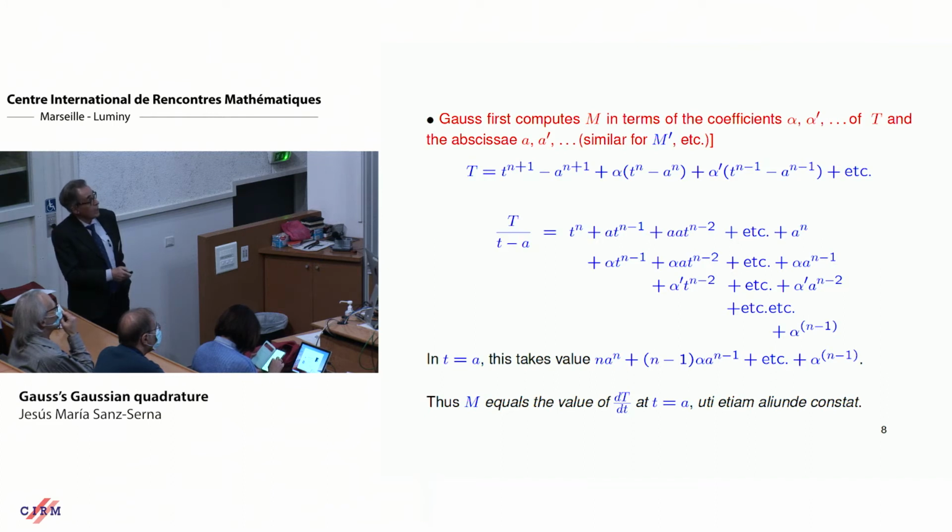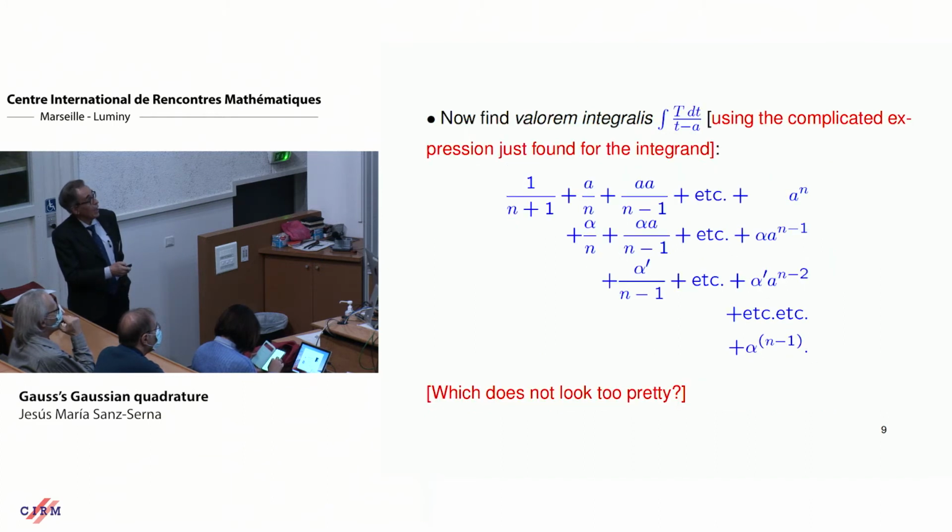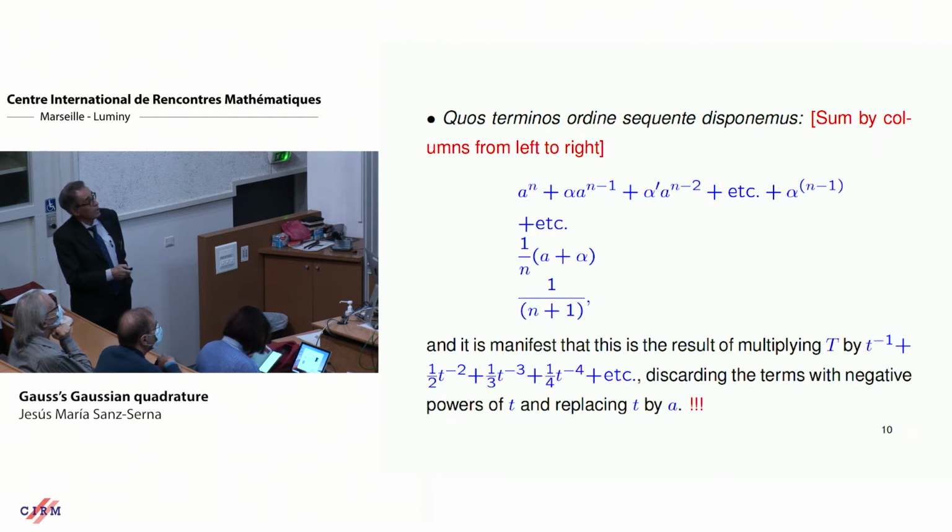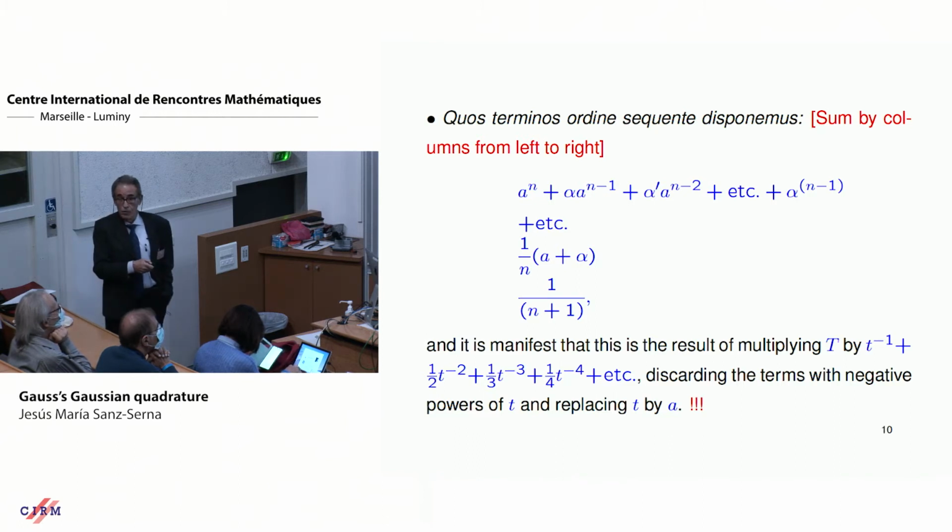And the reason he does this is that then he uses this expression to compute the integral. So he now integrates. So this is the value of the integral, not very nice. And then after this, he rearranges. So he writes sums by columns. And then this is the expression that he gets for the integral of T divided by t minus a.